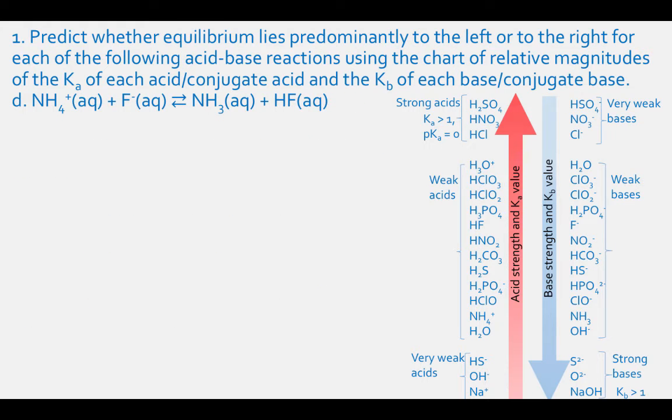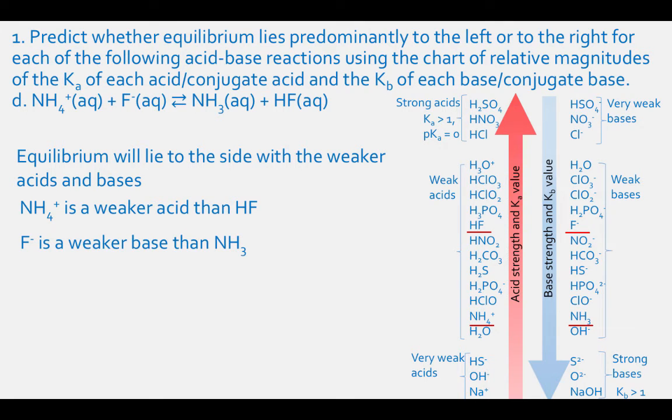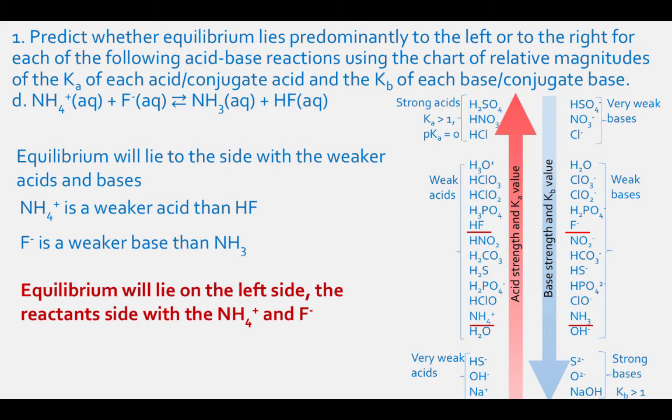For letter D, find NH4 plus on the chart, and you will see it is a weak acid, and F negative is a weak base. Therefore, NH3 is a weak base, and HF is a weak acid. Remember, the equilibrium will lie on the side that has the weaker acid or base. By comparing the weak acid NH4 plus and the conjugate acid HF, NH4 plus is the weaker acid. By comparing the weak base F negative to the conjugate base NH3, F negative is a weaker base. As a result, the equilibrium will lie predominantly on the left side, or the reactant side, with the NH4 plus and the F negative.